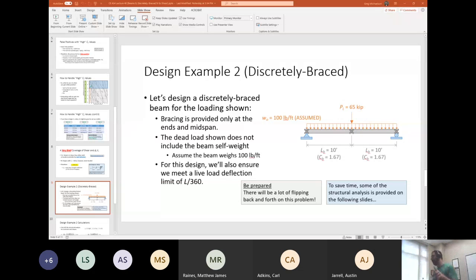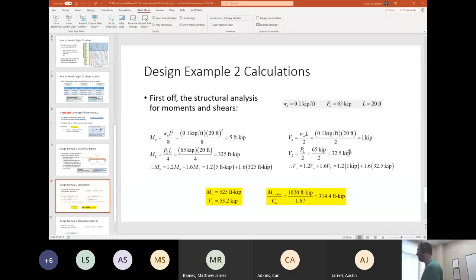Now these slides are uploaded on Blackboard, and if you look at the next couple of slides, I have done a lot of the math for us. I didn't want to have to chug through all this over and over and over again. I think by now we're good with wL squared over 8 and stuff like that, so I went ahead and just did a lot of this for you. So before we begin, step 1, we look at our moments and shears. We have a dead load, or self weight, moment of wL squared over 8. We have a live load moment of PL over 4. With 1.2 dead plus 1.6 live, we get a factored bending moment of 525.